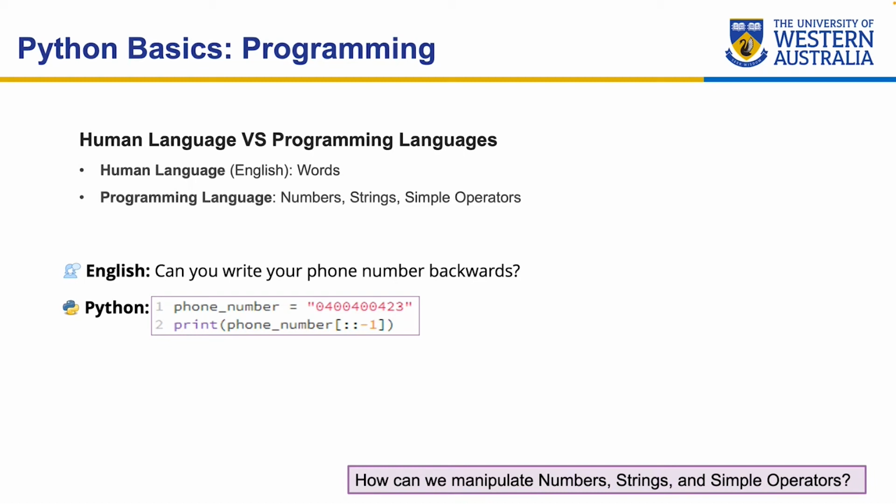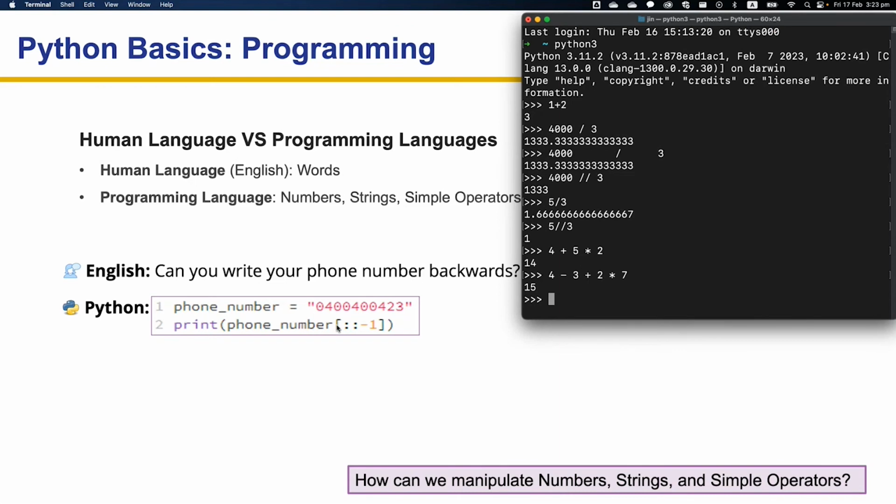And simple operators. So in English, if I ask, can you write your phone number backwards? Obviously humans can write out the numbers, then trace it back and write it backwards. In Python, if you are given a phone number, we can use operators or functions to achieve that. So here's an example. Let's do that. Phone number, I'm just going to use pn equals, inside quotation marks, 0400400423, like this. Okay, this is good.